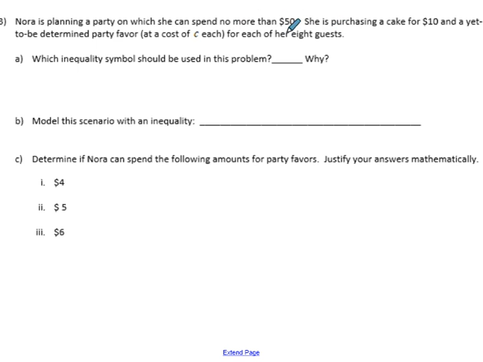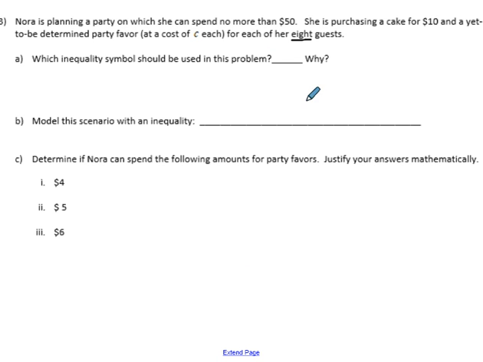She's got $50 to spend, no more than 50. She's purchasing a cake for $10, so she's just purchasing that one time, and then she's purchasing a bunch of party favors, 8 to be exact, because there are 8 guests, at C dollars each. So C is my variable in this problem, and I need to first determine which inequality symbol I should use. Less than or equal to, greater than or equal to.